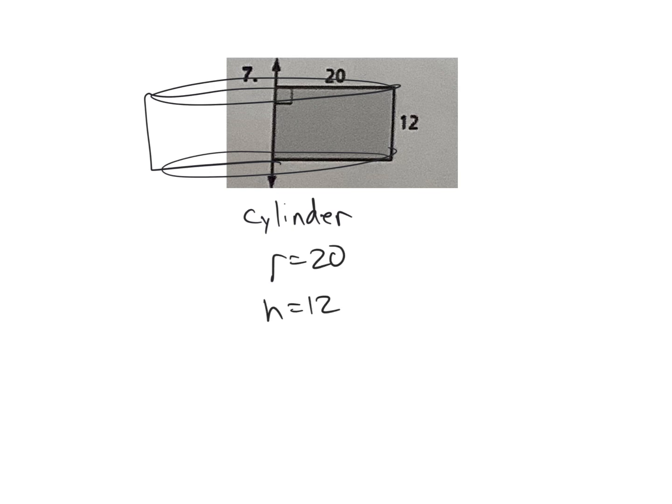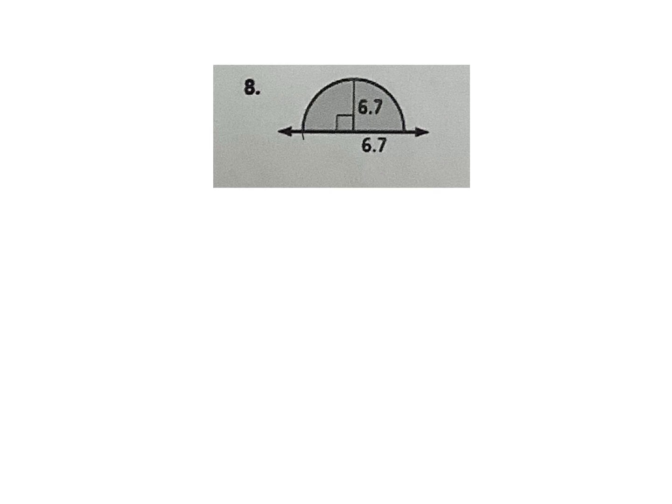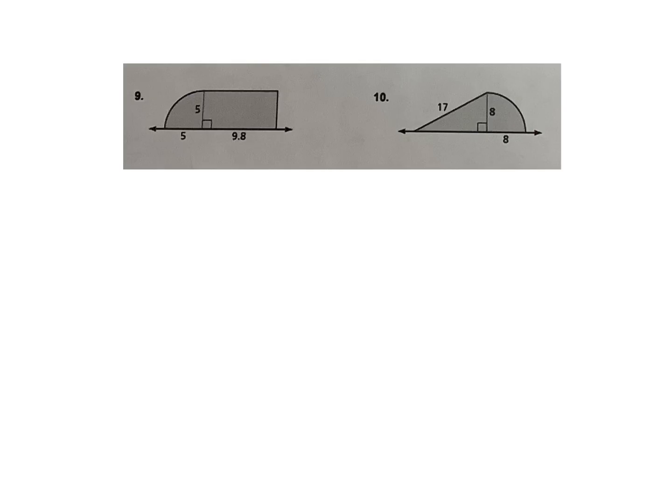It's very important that we know which one's which. And here we're going to get a sphere. And the radius is 6.7. Here we're going to get a silo. We can describe it a lot of different ways here. So the height is 5 and 9.8.